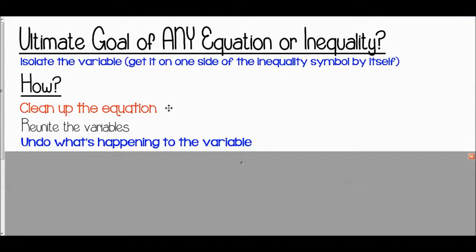First, clean up the equation. That was where we might have had to apply the distributive property or combine like terms. Second is reuniting the variables. If you have the variable on both sides of the equal sign, then you're going to have to move it from one side to the other so that you can keep that variable on one side by itself. And then lastly, undo what's happening to the variable. You do that using inverse operations.